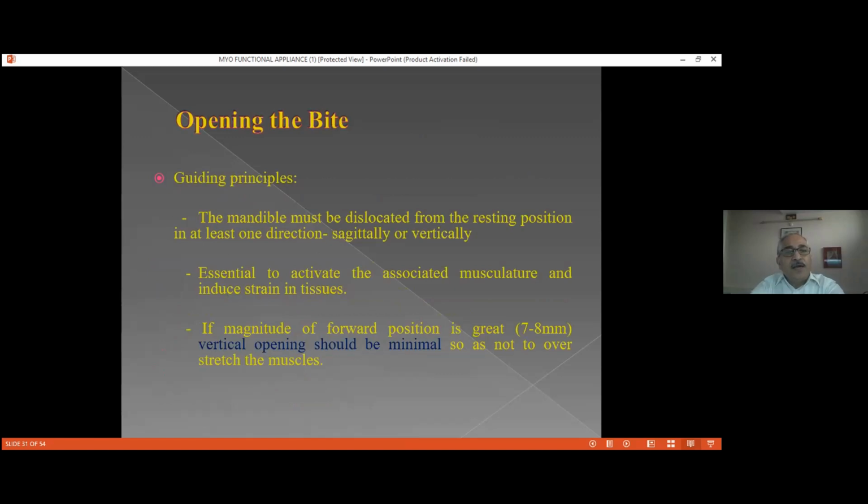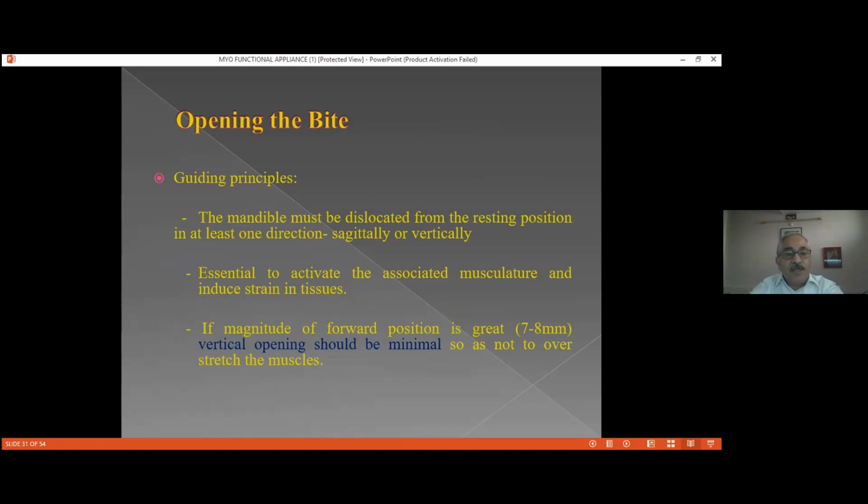The guiding principle for opening the bite is that the mandible must be dislocated from the resting position in at least one direction, that is either sagittally or vertically. This is essential to activate the associated musculature and induce a strain into the tissue. Now, this is the basic purpose of moving the mandible from the resting position. That is, we are trying to induce a strain.